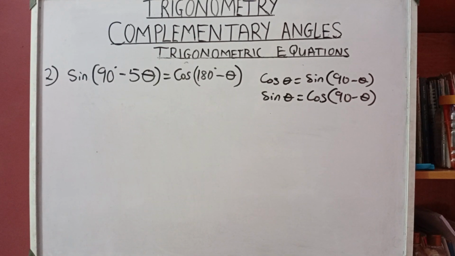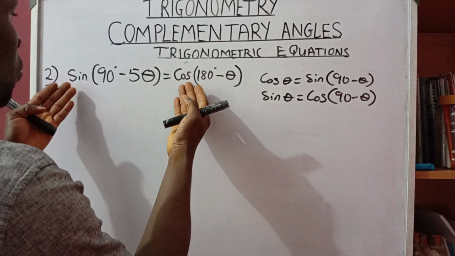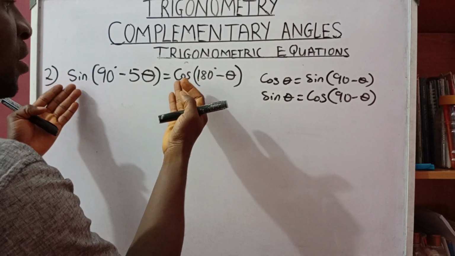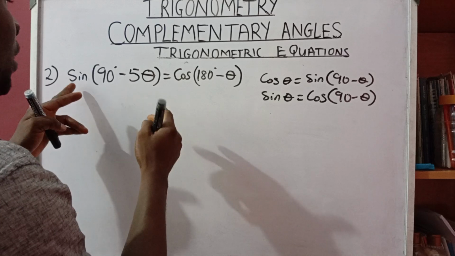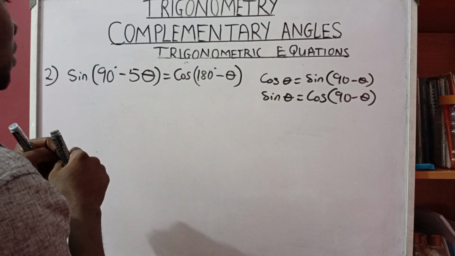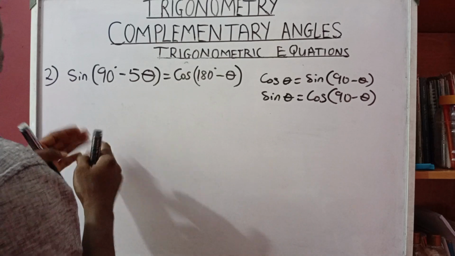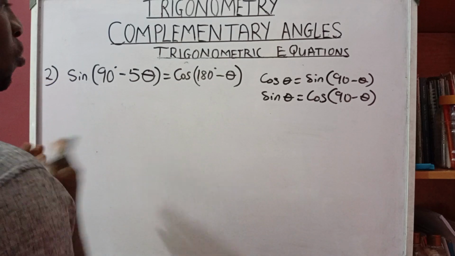Number 2, we can change any one of these trig representations here. Either we change cos to sine so that both will be the same, or we change sine to be cos. So let's transform this one to be cos.